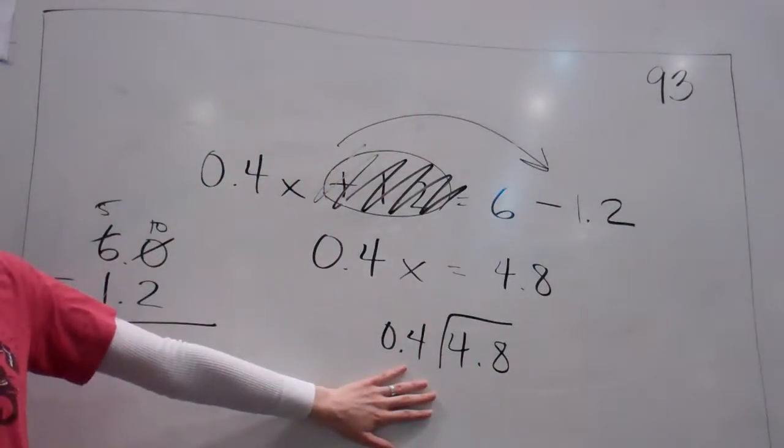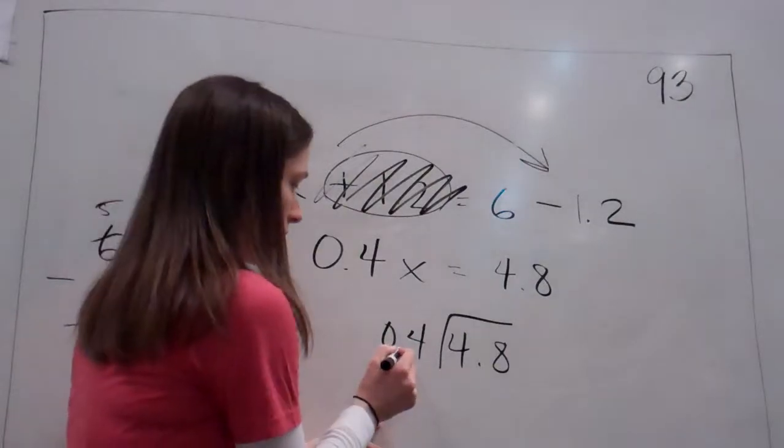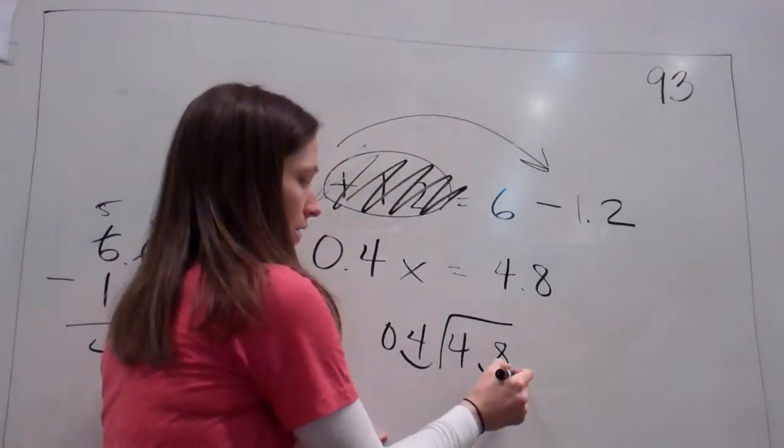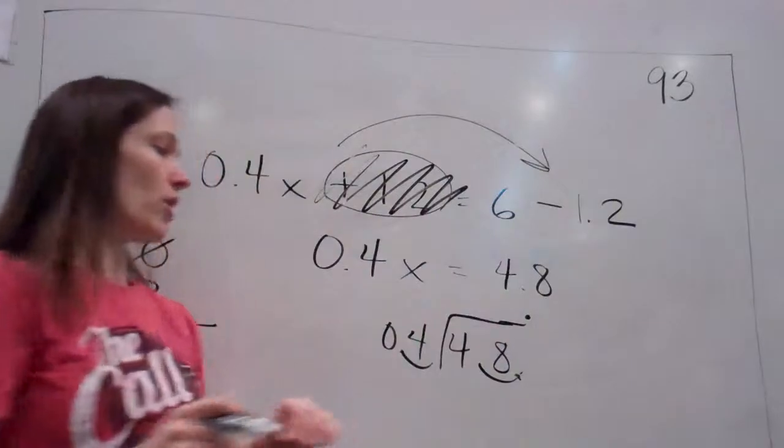Okay? But what needs to happen first? You need to move the decimal. I need to move the decimal. This one moves here, and this one moves here. Good, I'm gonna bring my decimal up.